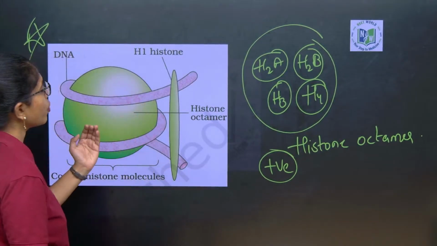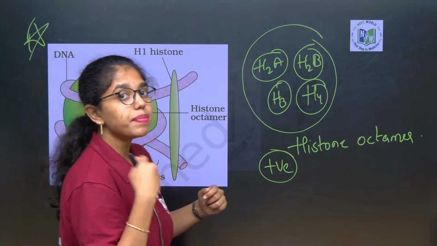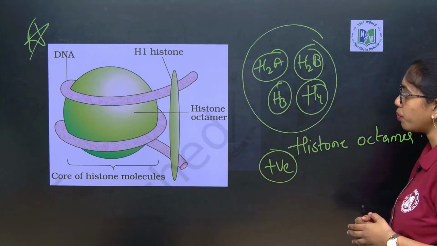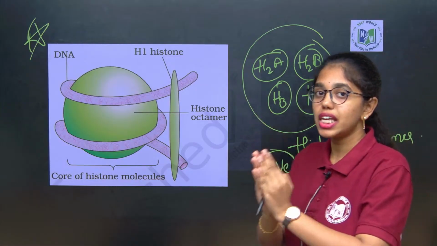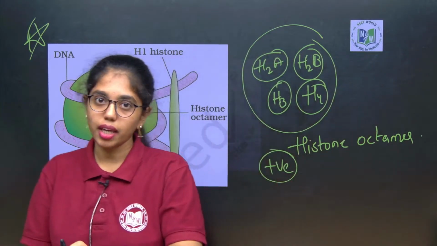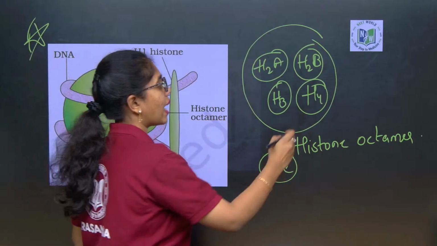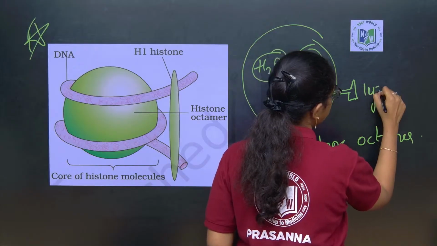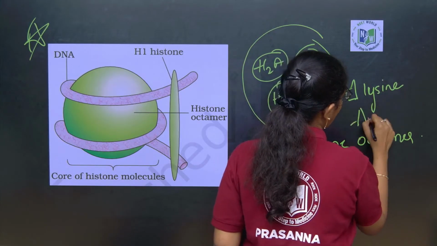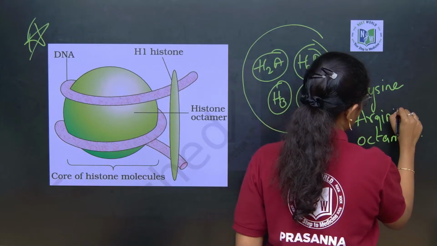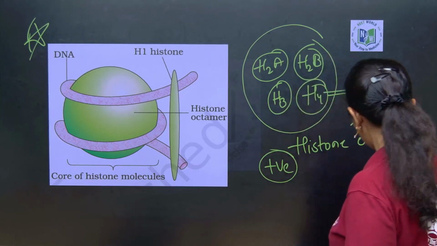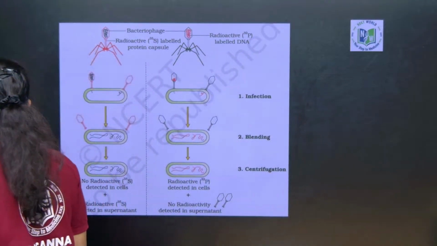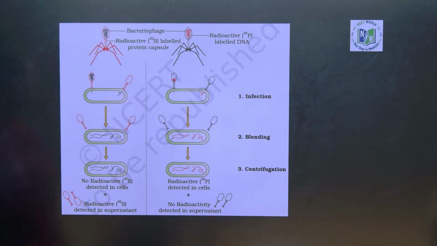Around these histone proteins, DNA will be wrapped. That is how condensation of DNA will be taking place. And the histone proteins are rich in the amino acids lysine and arginine. Clear, beta? Done.